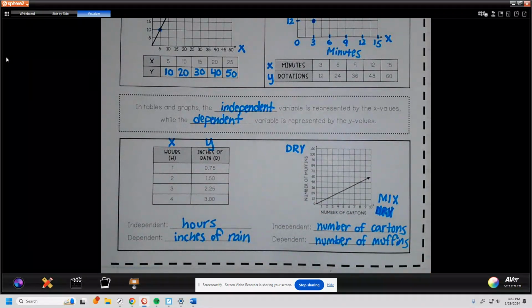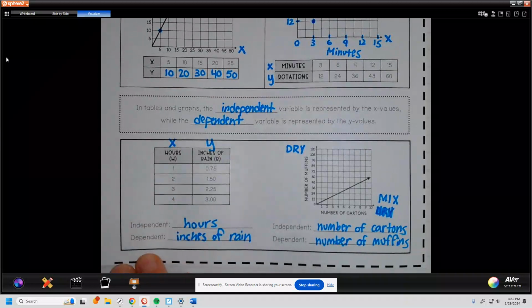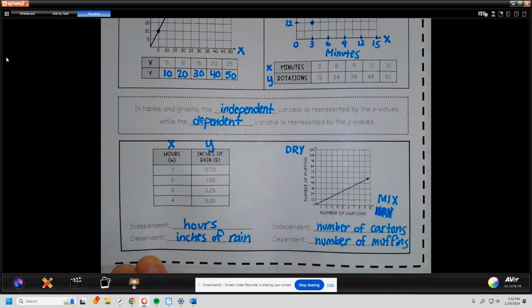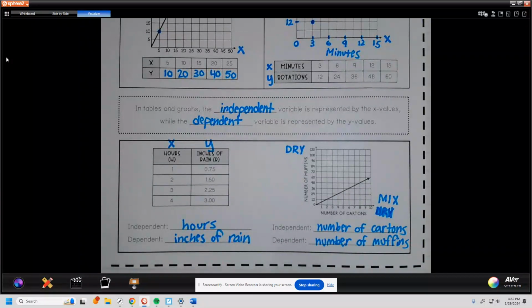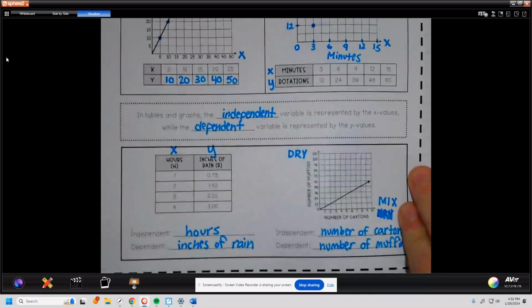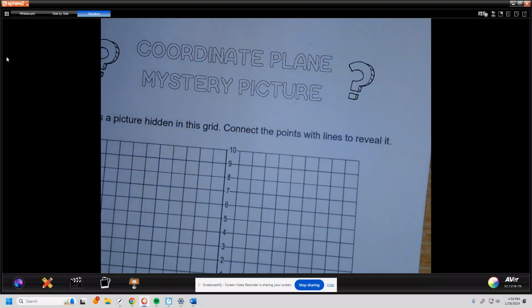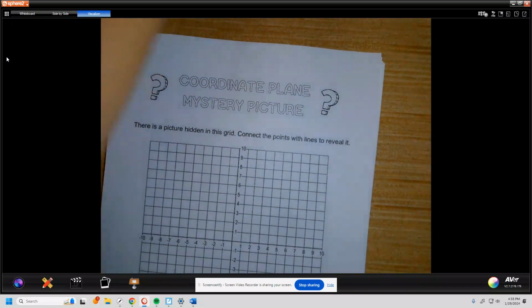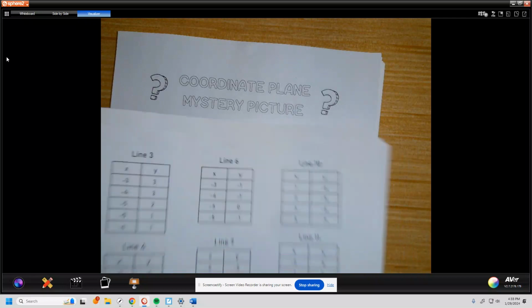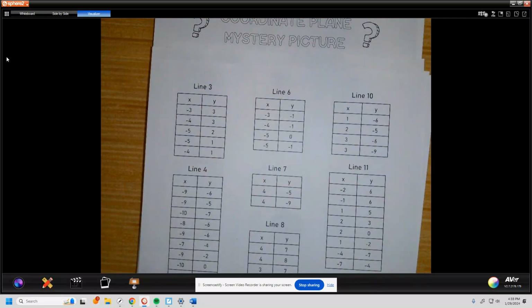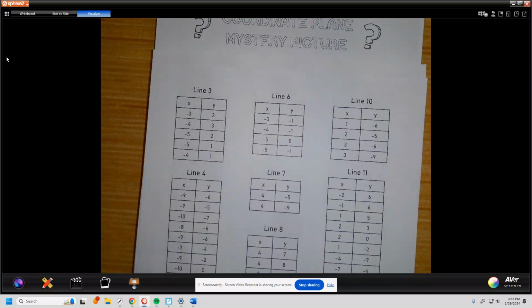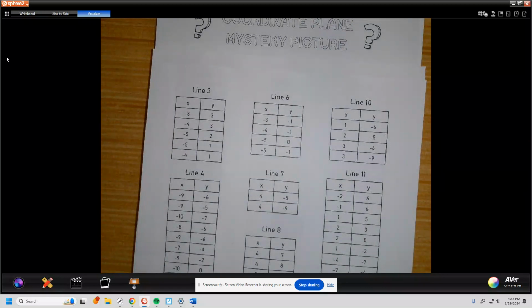All right, so make sure you got all that filled in, and then you are done with the notes. Okay, whenever you are ready to move on, you will need a pencil, and you will need one of each of these sheets. We've got a sheet that says coordinate plane mystery picture and a sheet that has all of these coordinates. So pause this video while you get these passed out.